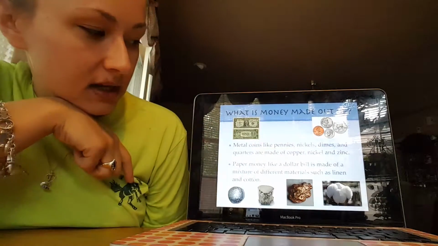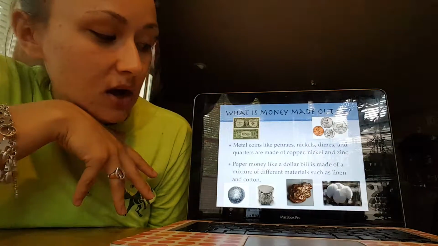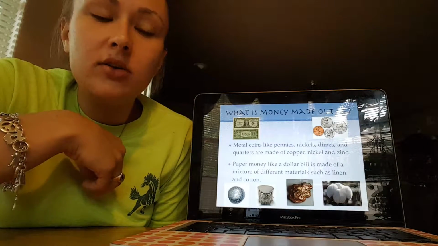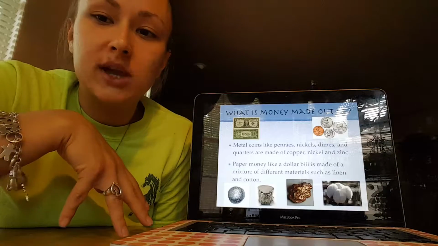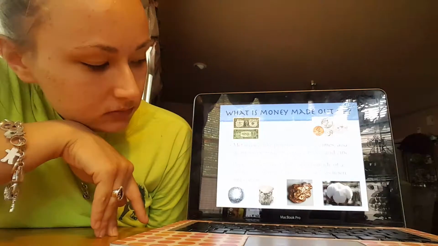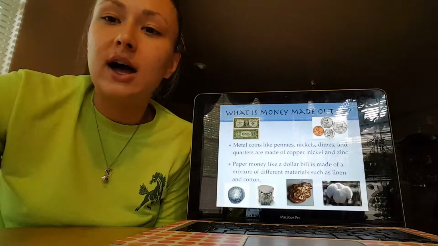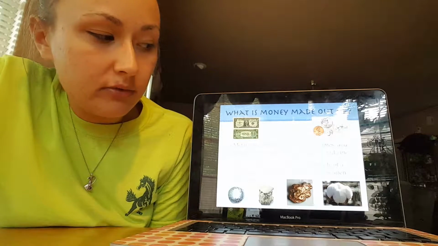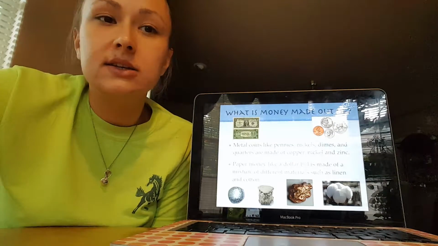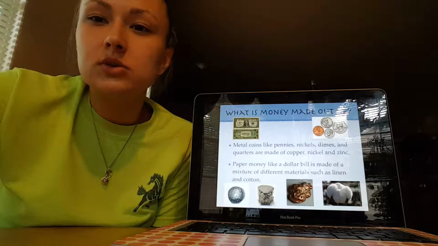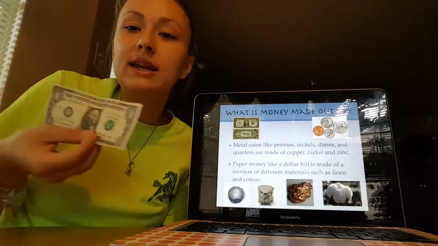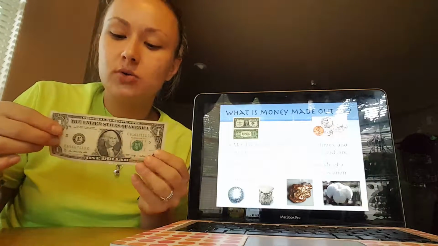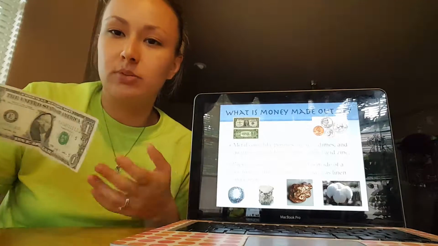Metal coins like pennies, nickels, and dimes are made of different metals called copper, nickel, and zinc. And all of those metals are found in the earth. We have to dig and use special tools. Paper money, like a dollar bill or a $5 bill, there's $10 bills, those are made of a mixture of materials called linen and cotton. Kind of like the same stuff that our clothes are made out of, except with money, it's packed much tighter and compressed, squished down so that the money doesn't tear as easily as regular paper would.